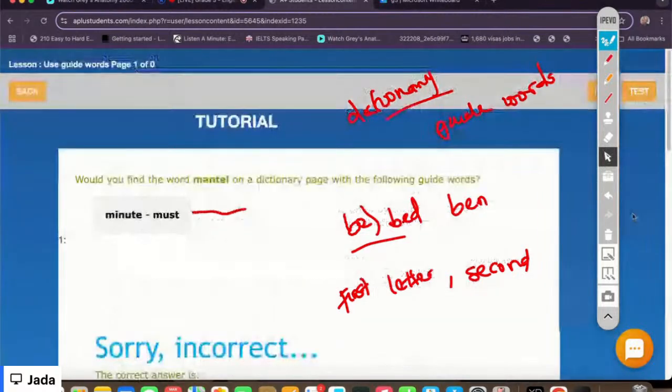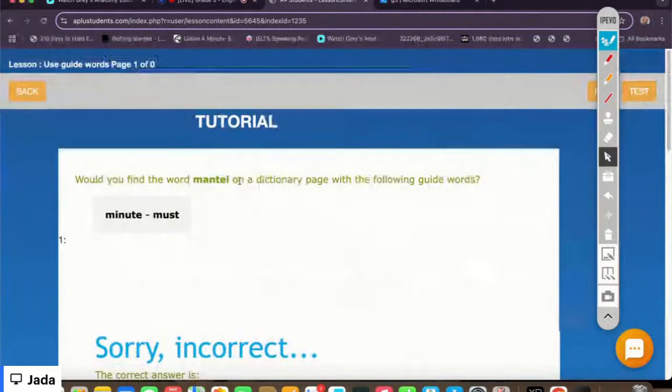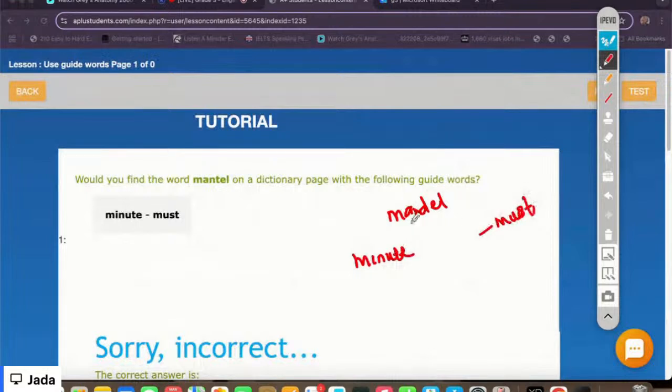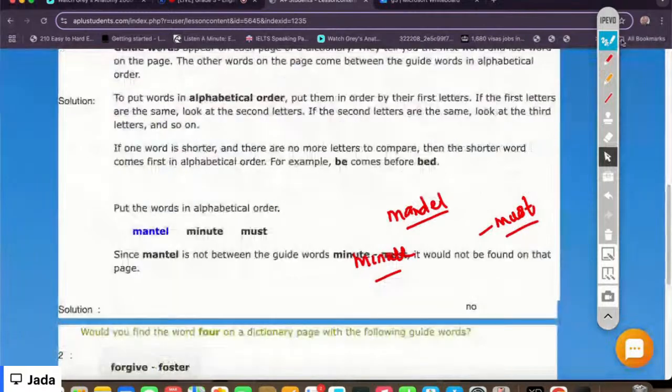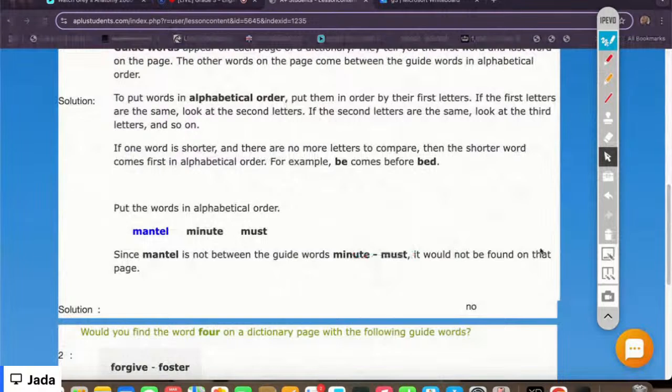Would you find the word mantle on a dictionary page with the following guide words? We have minutes and must. Can you find mantle in between minutes and must? You cannot find mantle because mantle is MA and it is not between the guide words of minutes to must. It would not be found on that page.